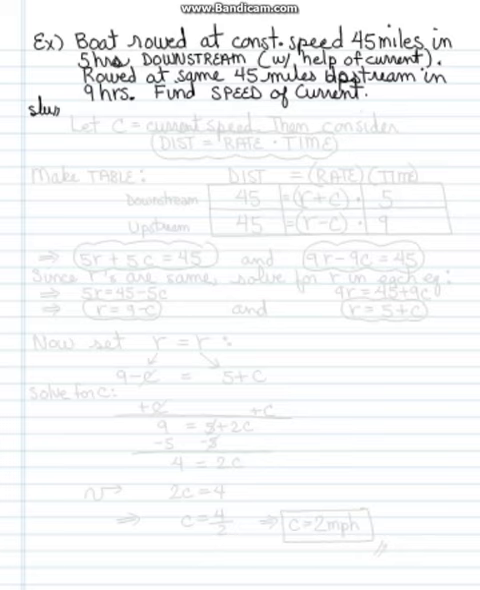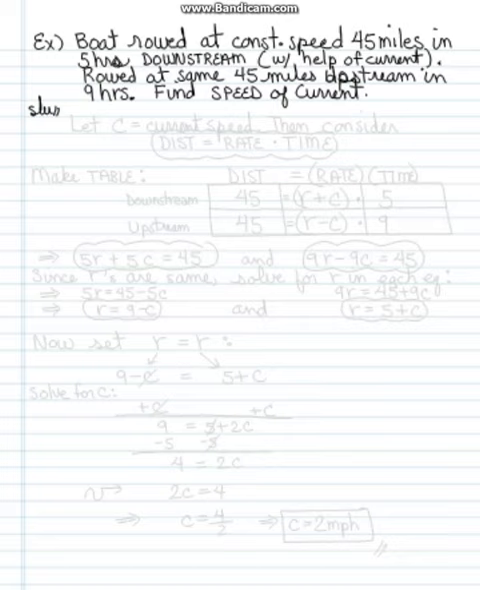We have a boat that's rowed at a constant speed for 45 miles in 5 hours going downstream, so the speed of the current is added to the rate of speed of the person that's rowing. It's rowed for the same 45 miles, well, upstream in 9 hours. Find the speed of the current.